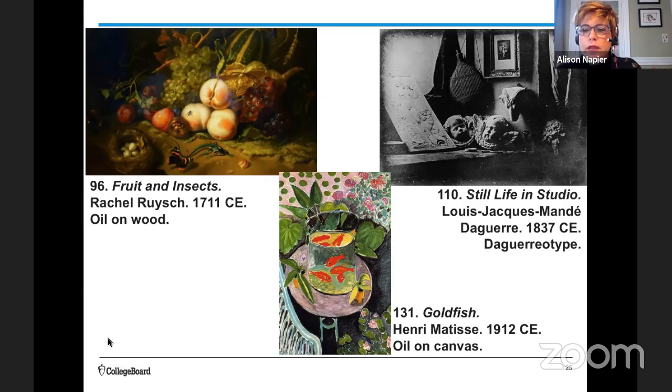We took a look at Daguerre using his plaster casts in everyday objects, trying to work out the daguerreotype process, trying to figure out exactly how does light reflect off of these, what does reflect light, how long does it take for these images to develop. And then we have Matisse working with the emotion, the expressive power of color with his goldfish bowl.